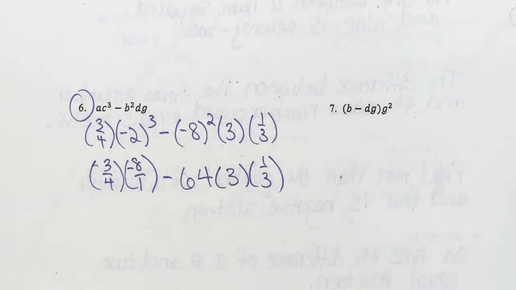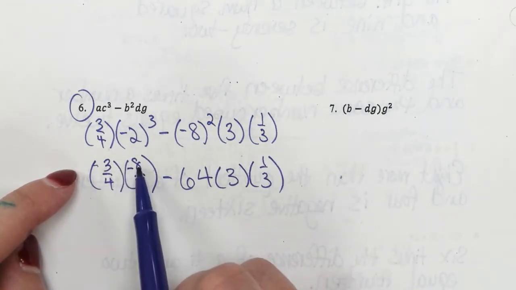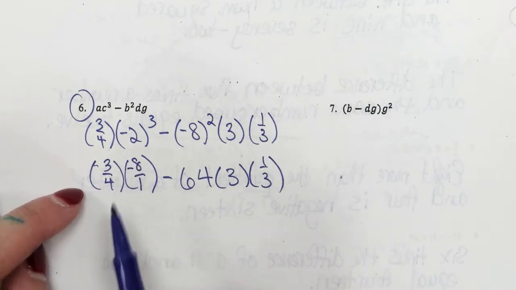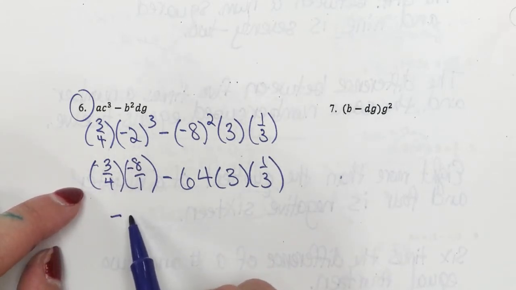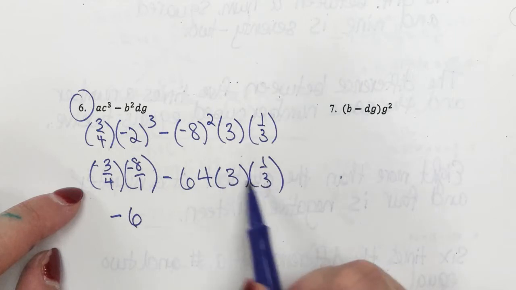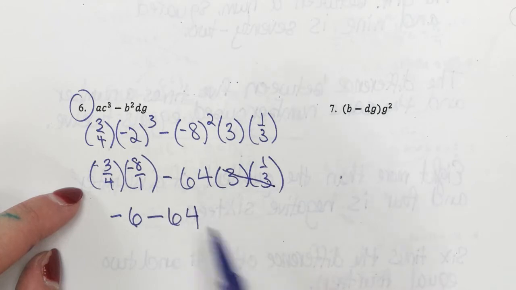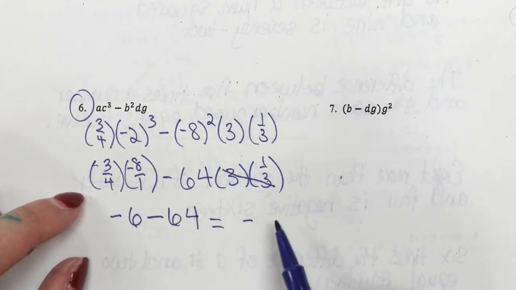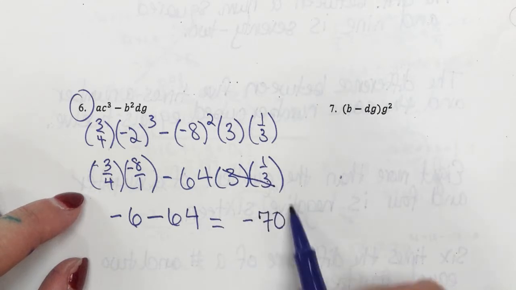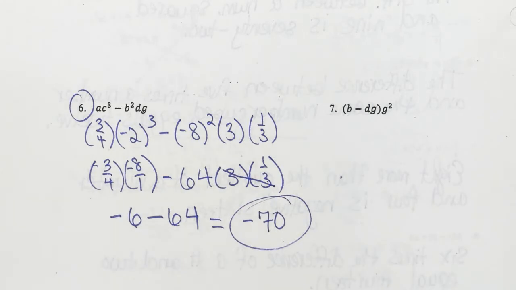Y'all okay? All right, what about these two? What's 3 times negative 8? Negative 24 divided by 4 is how much? Negative 6. Now look, what's 3 times a third? What happens to these? They cancel out. So I just have minus 64. What's my answer? Negative 70. Perfect. Y'all okay? Yeah? All right.